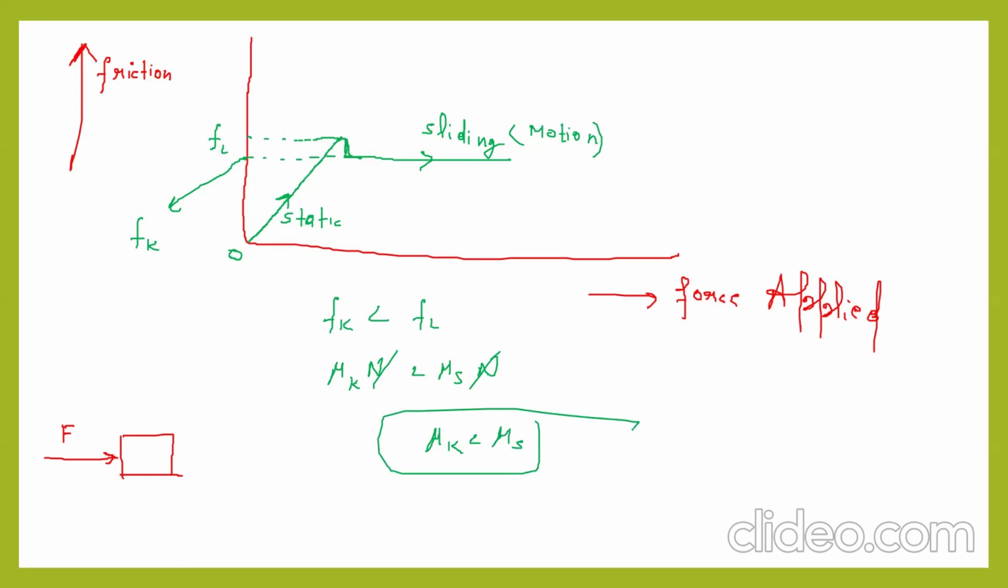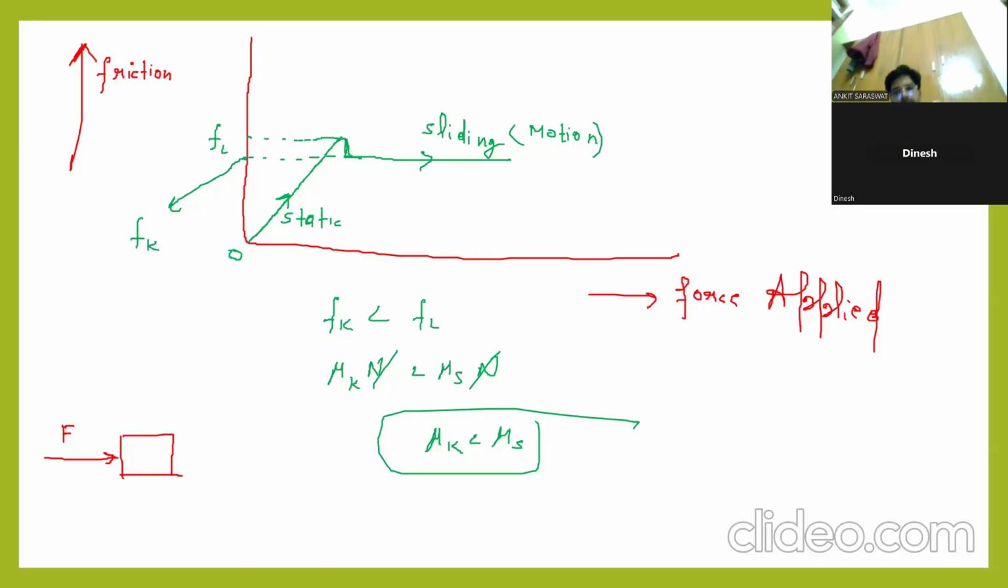You can write also the direction. See friction: if you increase the applied force, the friction value increases. Then it attains its peak value. Then there is a sudden drop when the object is in motion, because kinetic friction starts acting. Now the object is in motion, there is no static friction.